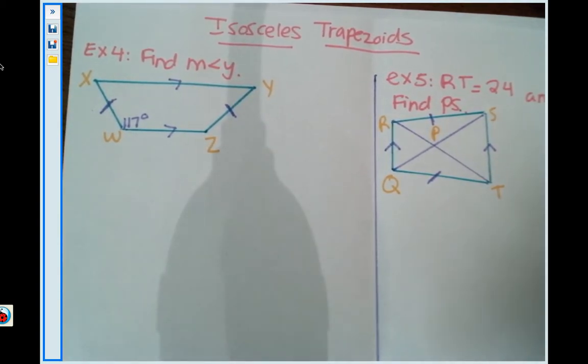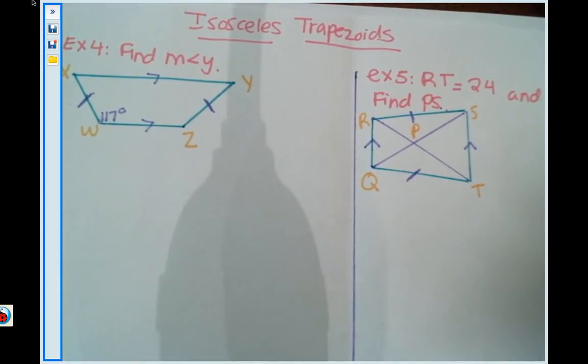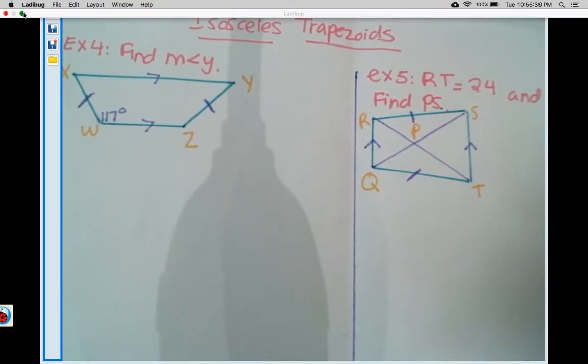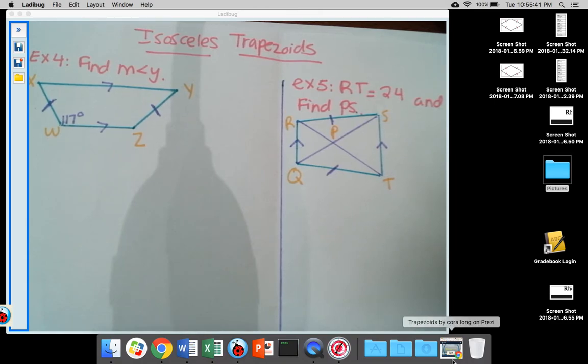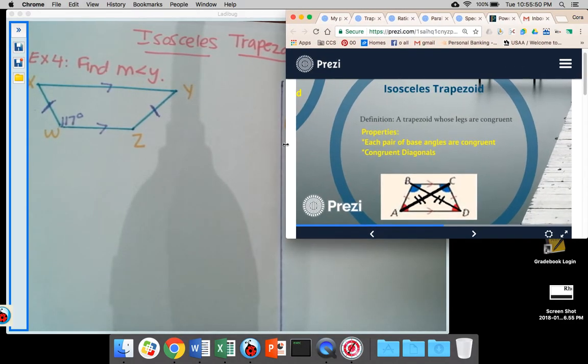And remember, there's some nifty properties that are associated with isosceles trapezoids, which I'm going to pull up right here. Alright, so here are our properties for an isosceles trapezoid, which is going to help us as we solve. Okay, I'll make it a little bigger.